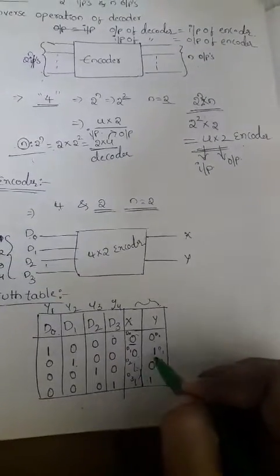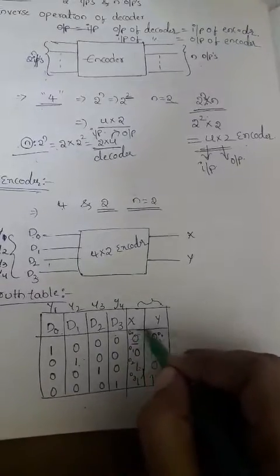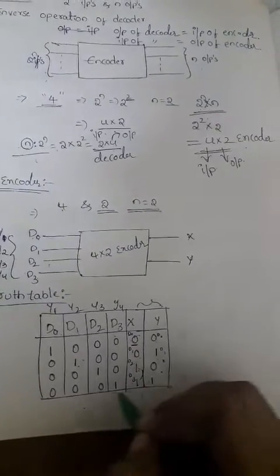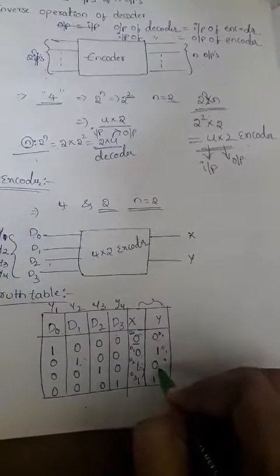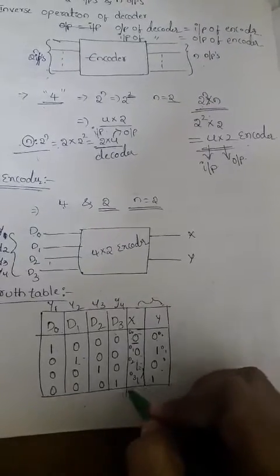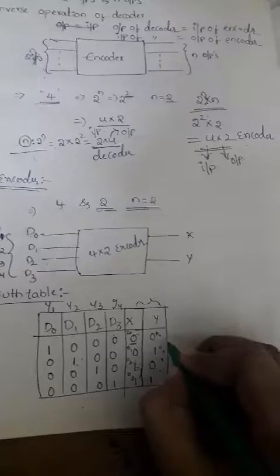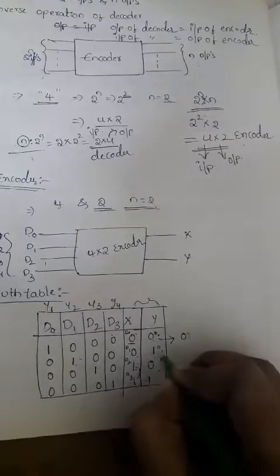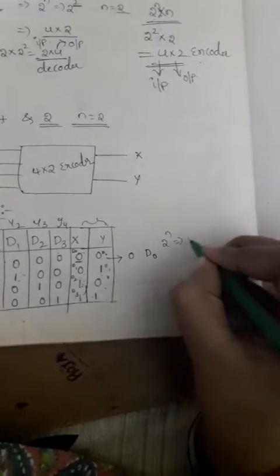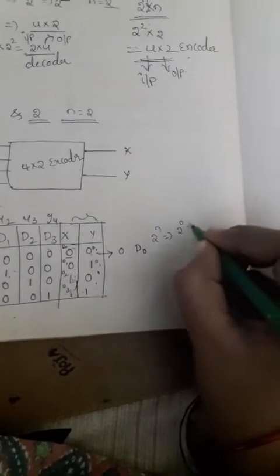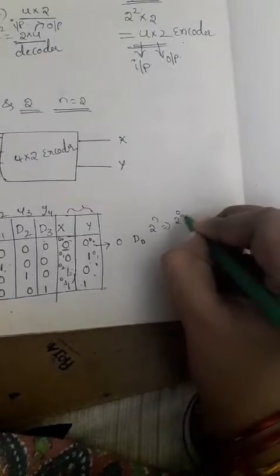In the second case, if d1 is highlighted, then the xy value will be 0 1. The next one, d2 highlighted, means the xy value will be 1 0. Then D3 means xy will be 1 1, the last one highlighted. That means if the xy value is 0 0, then D0 will be highlighted. That is, 2 power n, where 2 power 0 is n equal to 0, which is the first value, D0, highlighted.